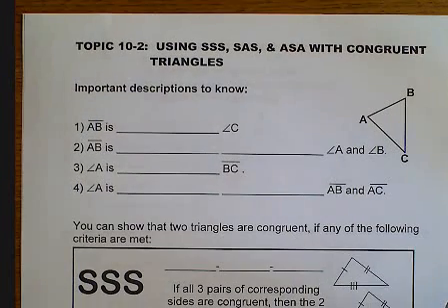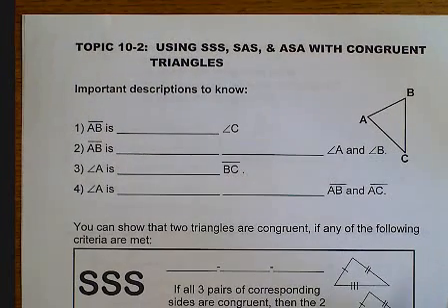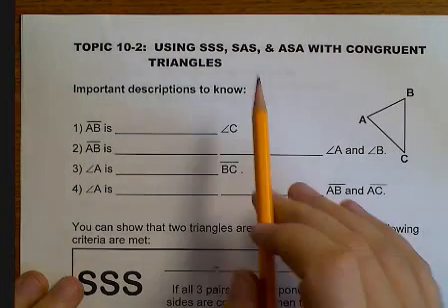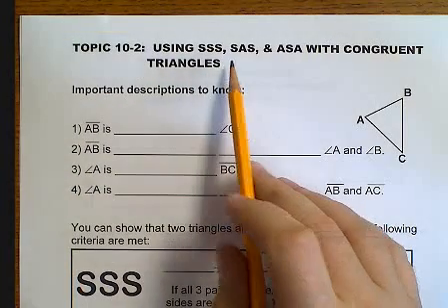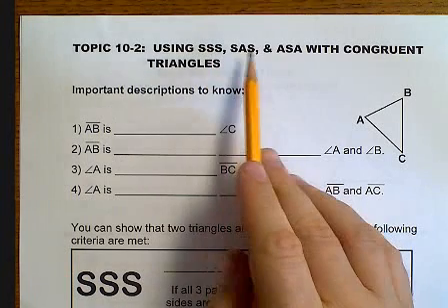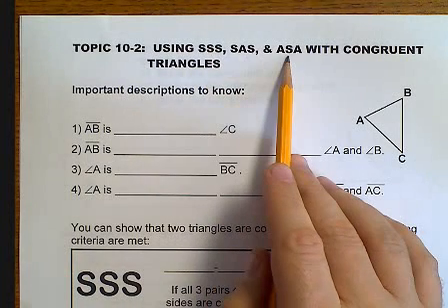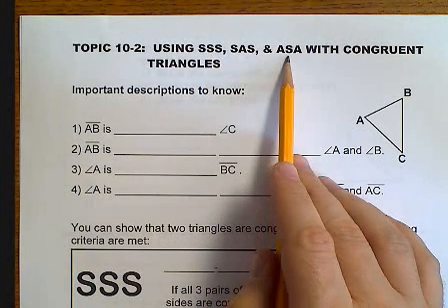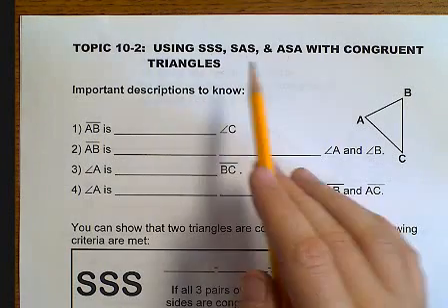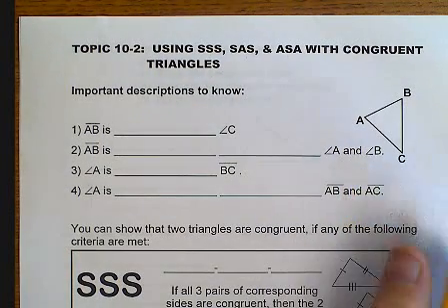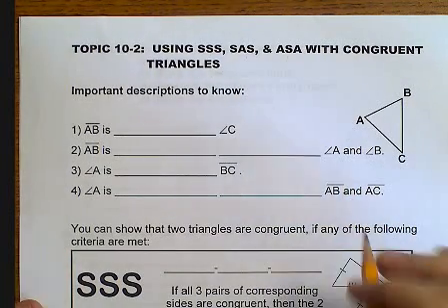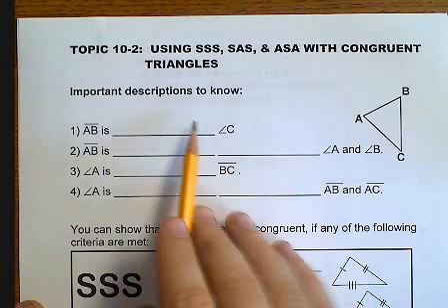Alright class, today we're going to be talking about topic 10-2. We're going to talk about three theorems, SSS, SAS, and ASA. And these will help us tell what congruent triangles are. And so we'll get to the more specific things here in a little bit. But first, here's some important information that we need to know.